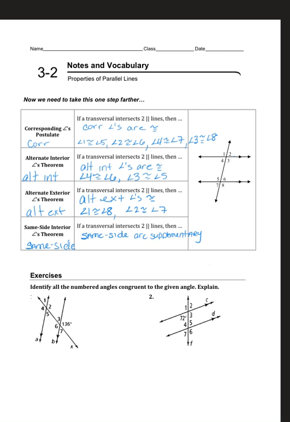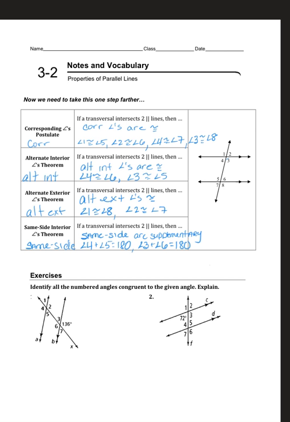So same side interior, that means we're back inside, but we're on the same side. So 4 and 5 are both on the left. So angle 4 plus angle 5 equals 180. And that means on the other side, on the right side, angle 3 and angle 6 would be supplementary. So angle 3 plus angle 6 equals 180 degrees. So that's what we're going to be using today.